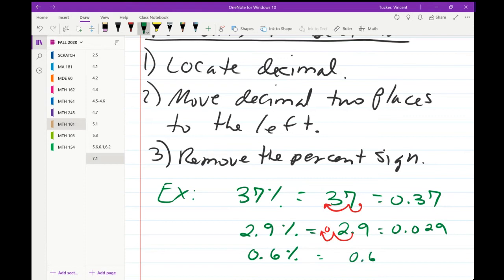And then 0.6%. Decimal 2 to the left. 0.006. And also, this 0 to the left of your decimal is not that important. So if you wanted to write .37 instead of 0.37, that would be the same thing. Just have to make sure that whatever zeros are supposed to be to the right of the decimal are correct.